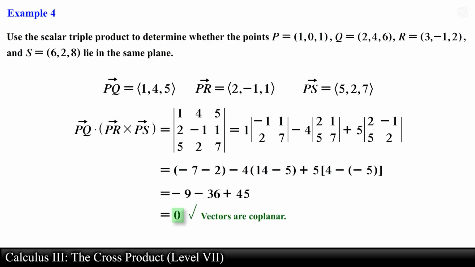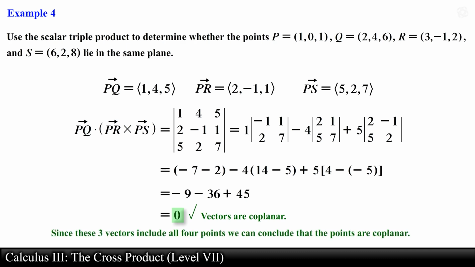All 3 vectors are coplanar since the volume of the parallelepiped is equal to 0. Since these 3 vectors also include all 4 points, we can also conclude that points P, Q, R, and S also lie in the same plane, so they are coplanar. Alright, in our next video, we will go over our final application and learn about torque.